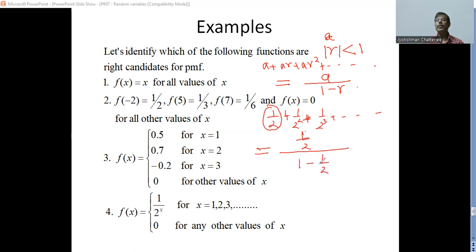So half by 1 minus half, and the denominator is also half, so we get 1. That's why here also, when we add all the f(xi) values, we are actually getting 1. That's why this one satisfies both the conditions, and it's a right candidate for PMF.